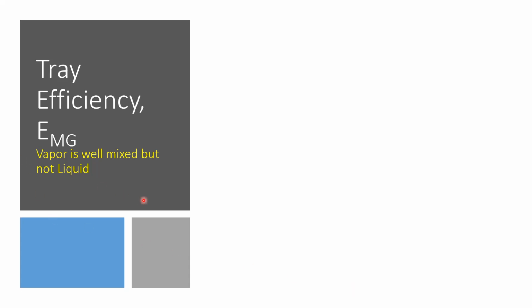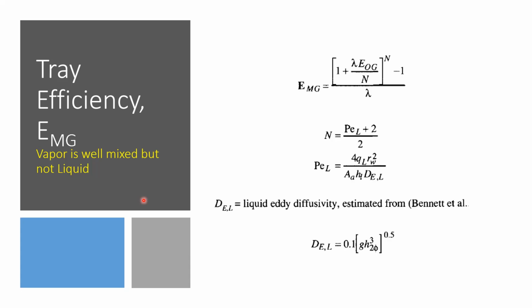So we calculated the Peclet number and it is less than 50, so it is scenario number 2. How can we generalize the local efficiency we calculated to the tray efficiency? We can do that using this correlation. The tray efficiency will be equal to 1 plus lambda local efficiency over n, to the power of n, minus 1, over lambda. Lambda, which we will see in the next slide, is basically the stripping factor, or 1 over the capital A absorption factor.